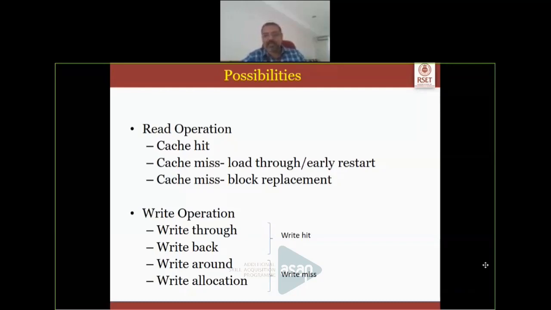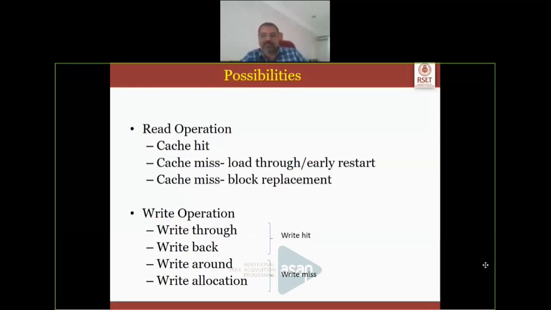In write operation also, when the processor updates some information and it is required to write, it checks the cache memory. If that particular corresponding block is there in the cache, that is called a write hit. If it is not there in the cache, it is removed already, it is called a write miss.